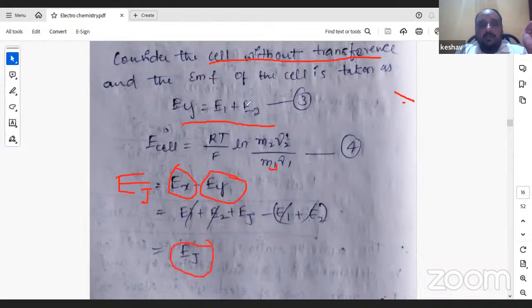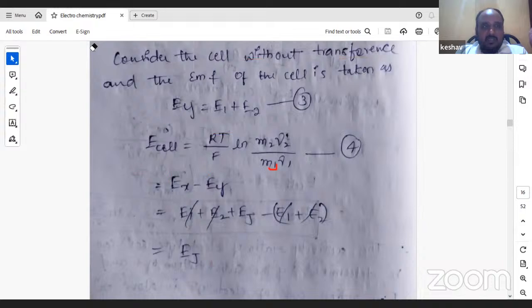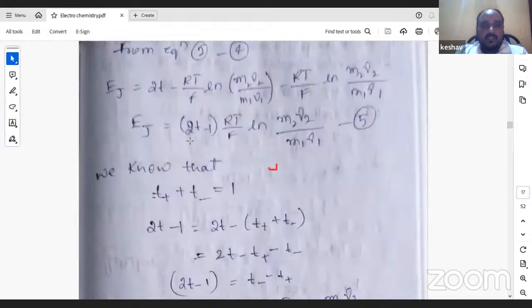Clear? The without transference equation is this: RT by F ln M2 gamma 2 by M1 gamma 1. The with transference equation is also there. Therefore, by subtracting those two equations, we will get the liquid junction potential. One is with transference, the other is without transference. Subtracting both, we will get EJ.